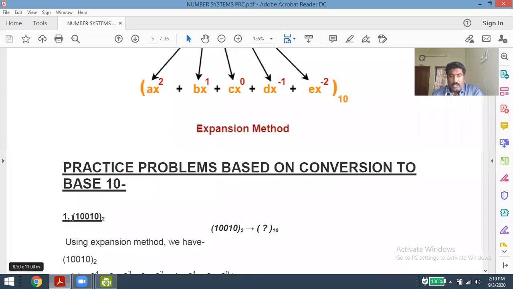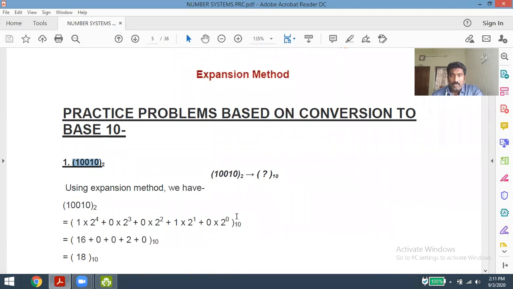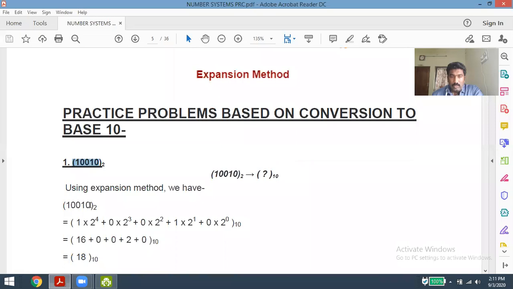Let us go for the example: 10010 base 2. It is in binary form. How do I say it is binary? Because it has base 2 and all the digits are only ones and zeros. Now how do we convert this binary value into base 10? That is my problem here. I am using our expansion method. Taking the bits from the rightmost to the leftmost: 0, 1, 0, 0, 1.